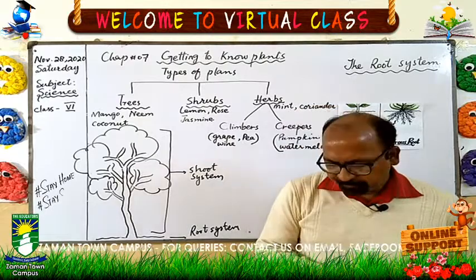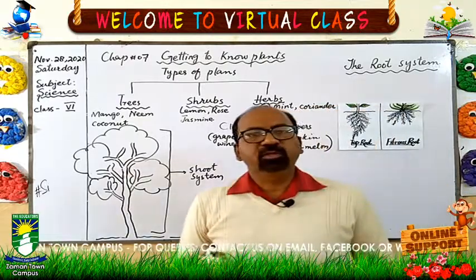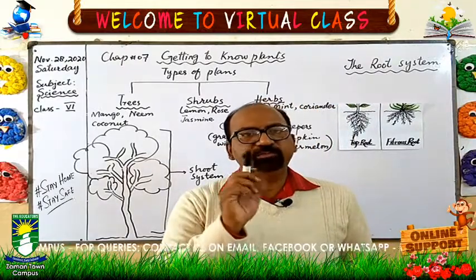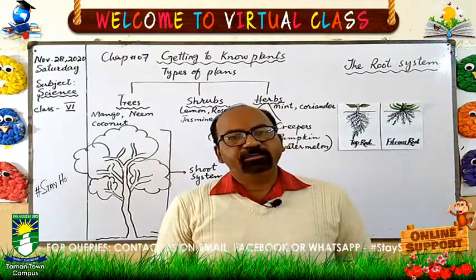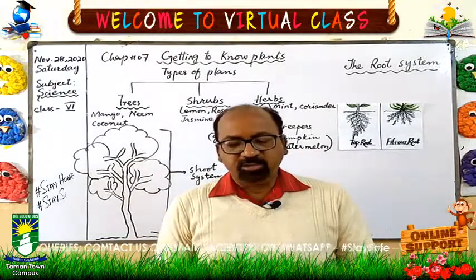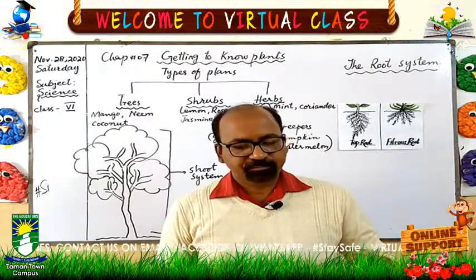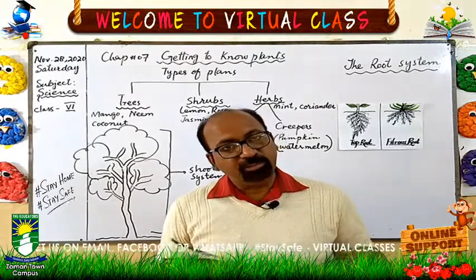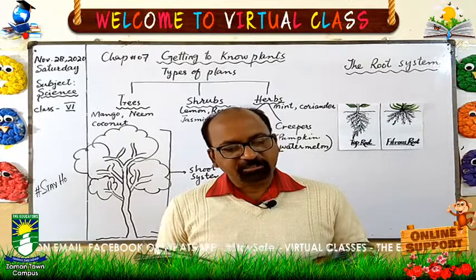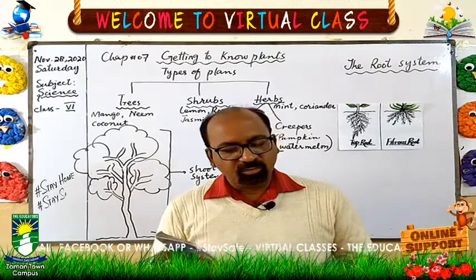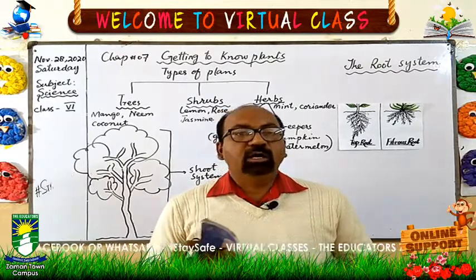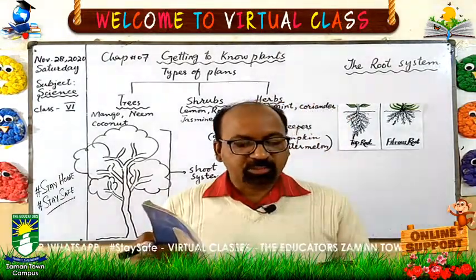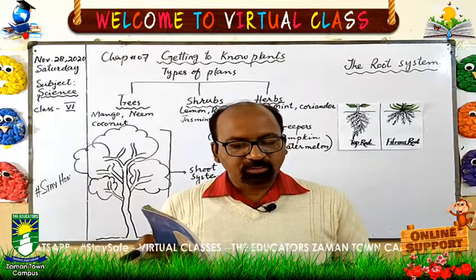First of all, you will make the title page, because the final term has been started. You will make the first title page, and then again you will make a title page of chapter number 7, Getting to Know Plants. And then you will come towards the assessment 2A part. Answer the following questions in 3 or 4 sentences.